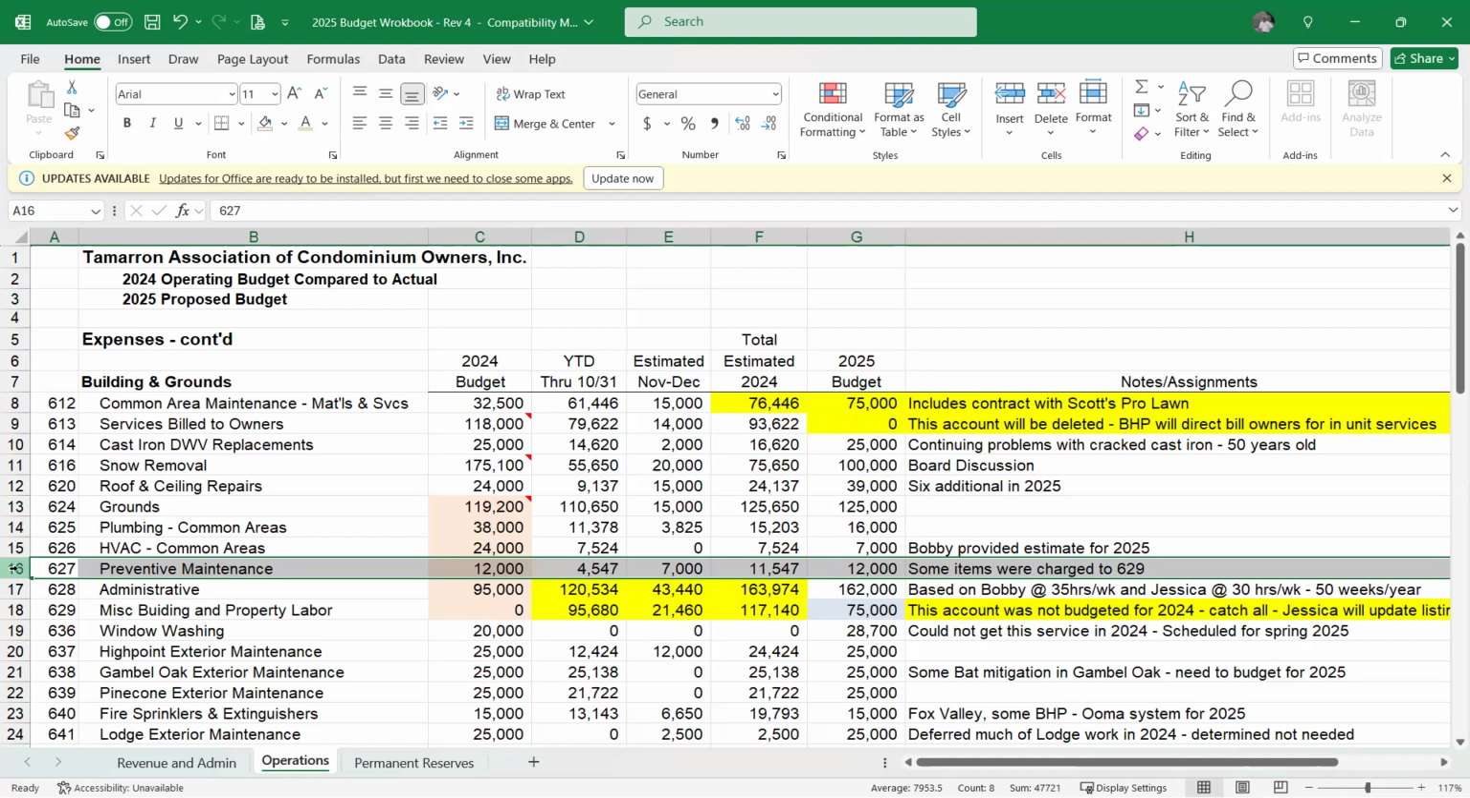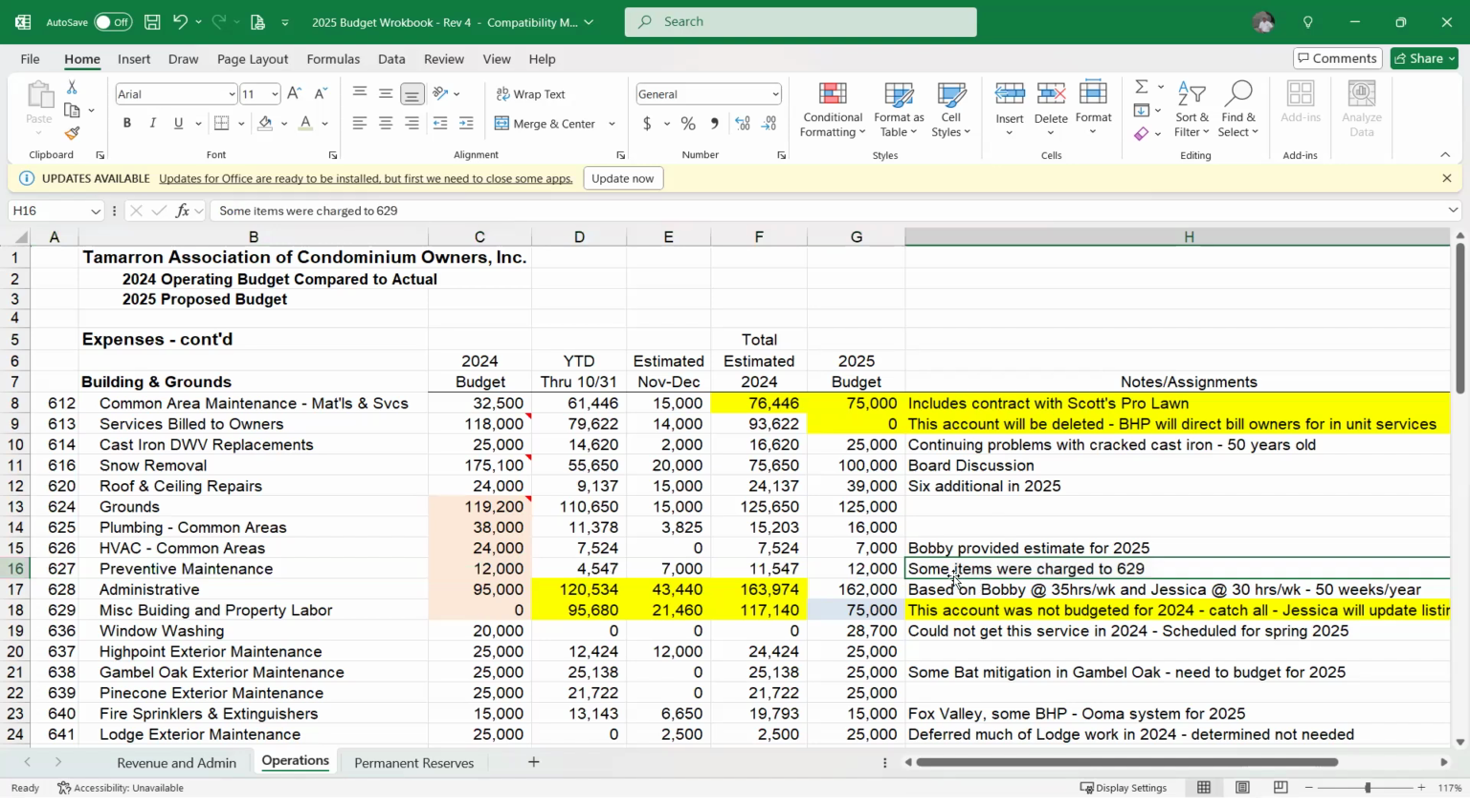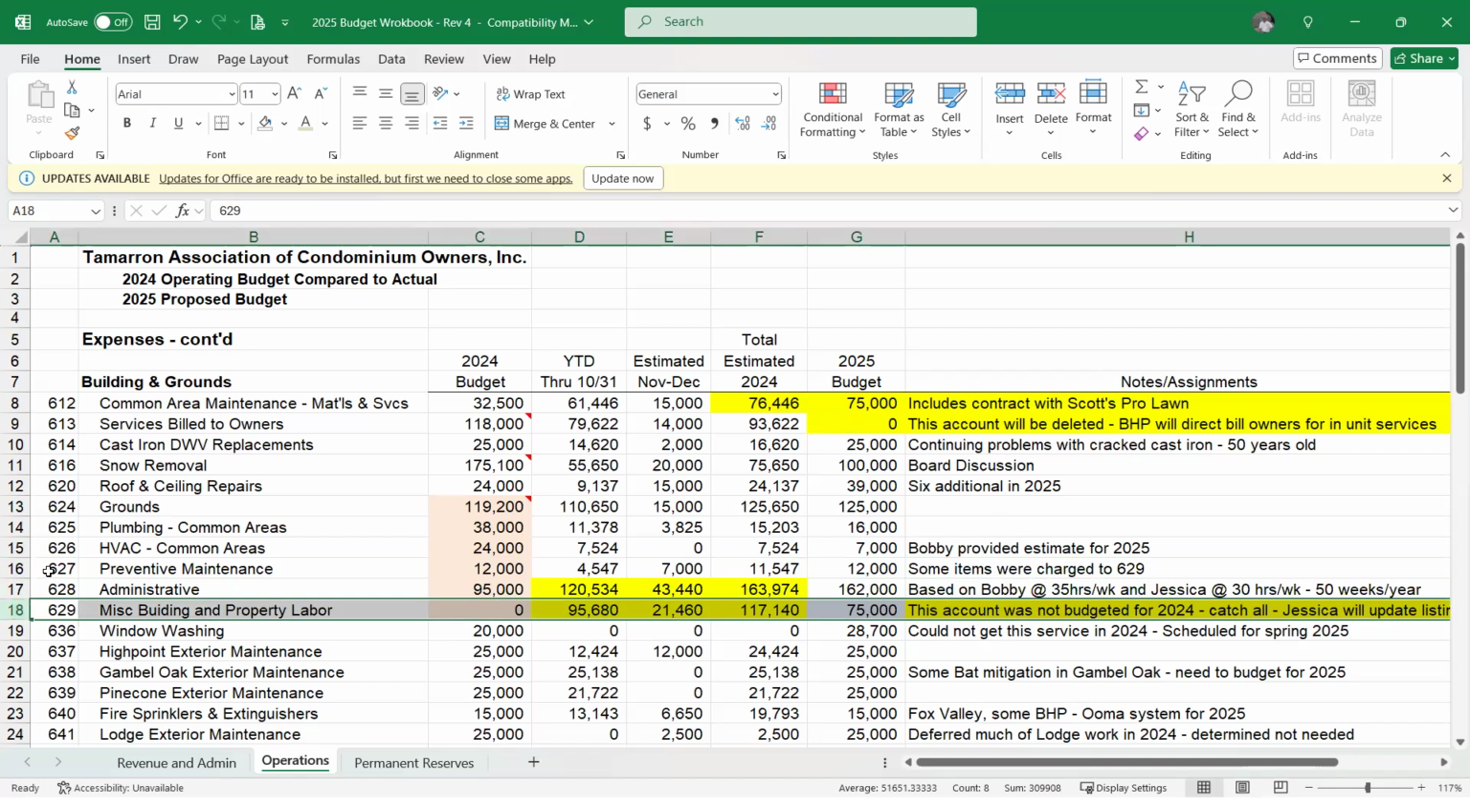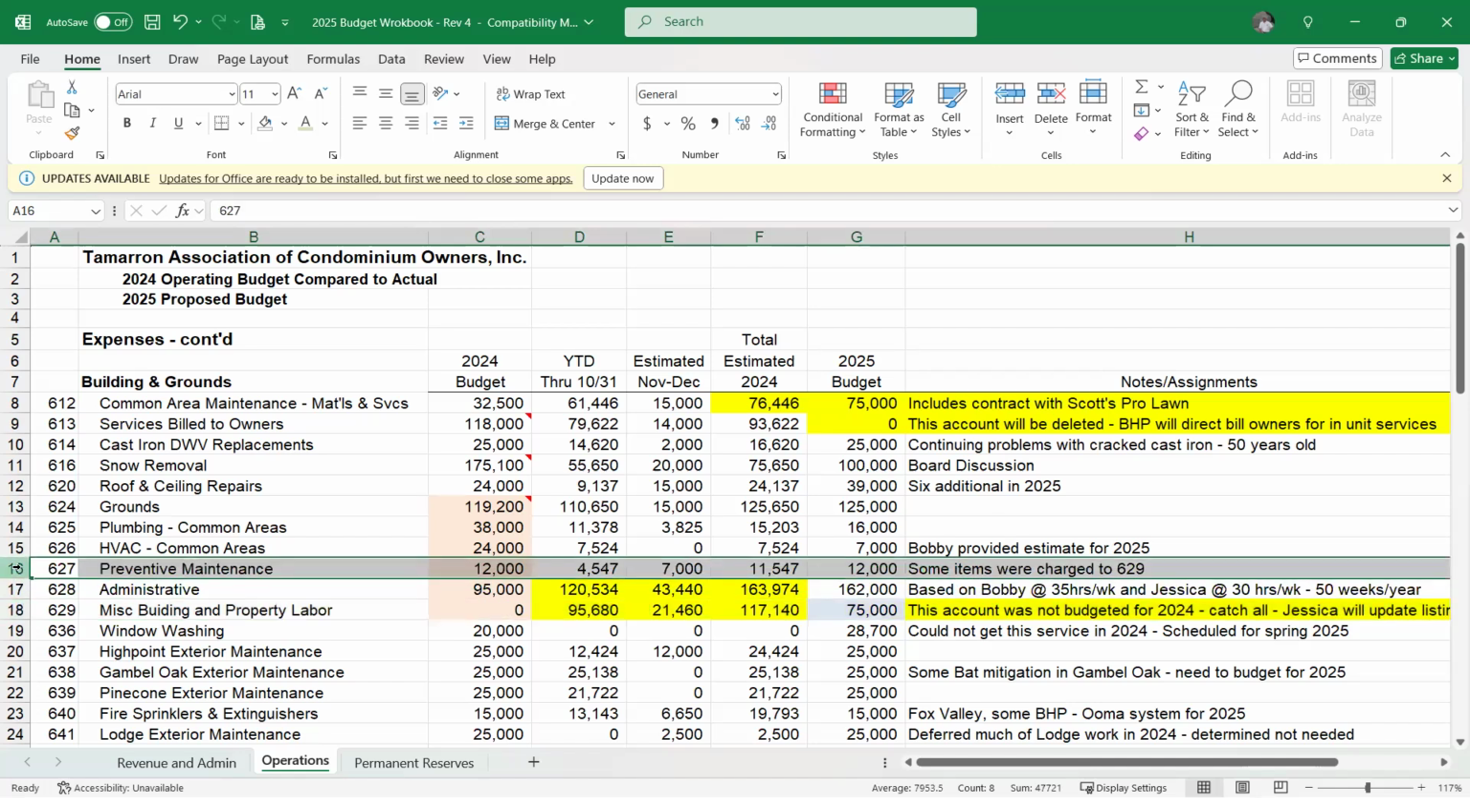So what kind of work is this inside the building? What are we doing that is preventive maintenance for the building structures? I'll have to give it to Jessica and get you a solid answer. I don't have it in front of me right now. Yeah, I did get some feedback, I don't know if it was from you, Bobby, that some items were charged to 629, which is the catch-all that we're going to get to in a couple of minutes here. Okay. So maybe we need to clean up this area and figure out what's in there and what we have to budget for, as I recall from last year.